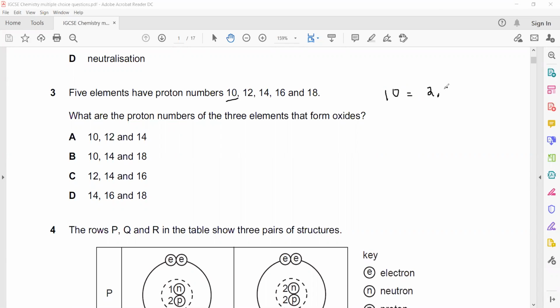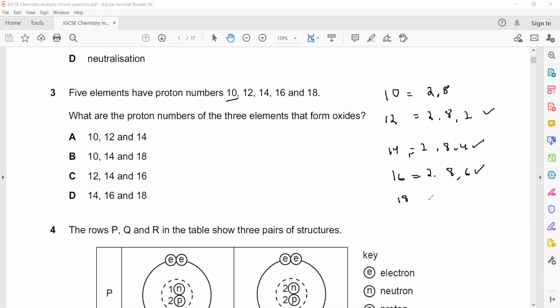So 2 and 8. So this will be inert, unreactive. For 12 it will be 2, 8 and 2, so group 2 can react. For 14 it will be 2, 8 and 4. That can also react, a group 4 element. For 16 it will be 2, 8 and 6. Group 6 can also react.